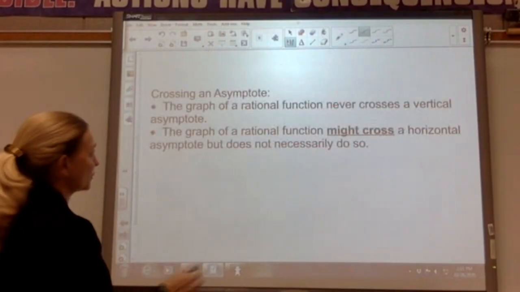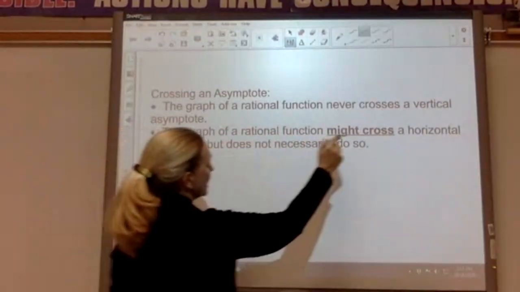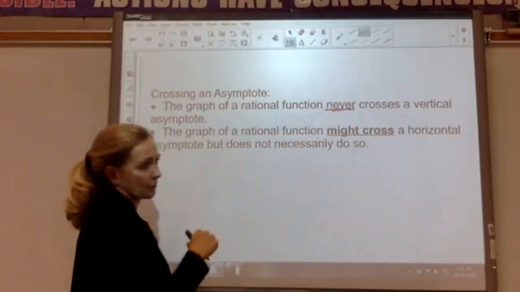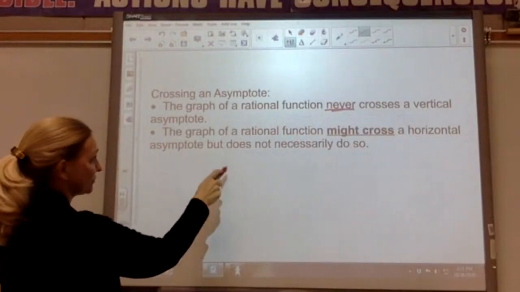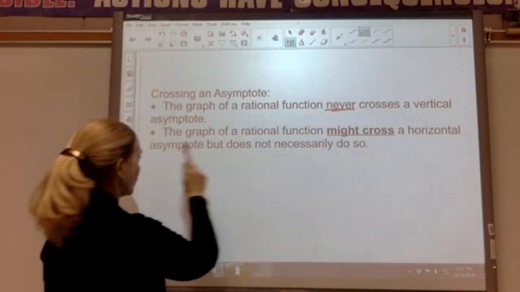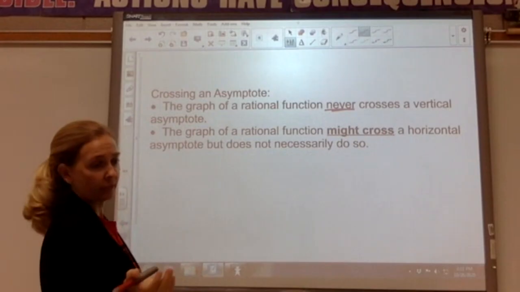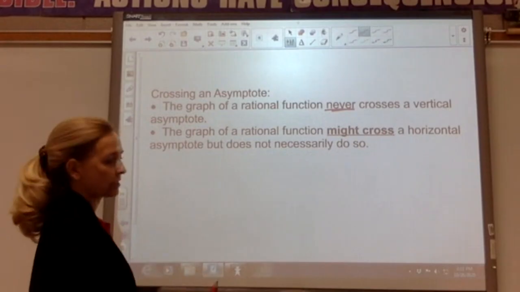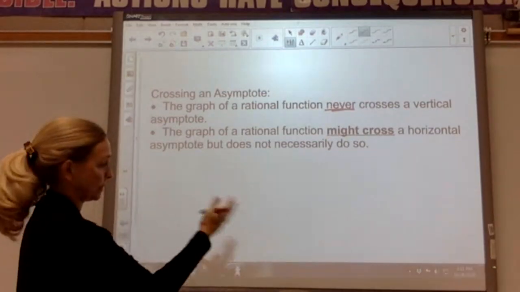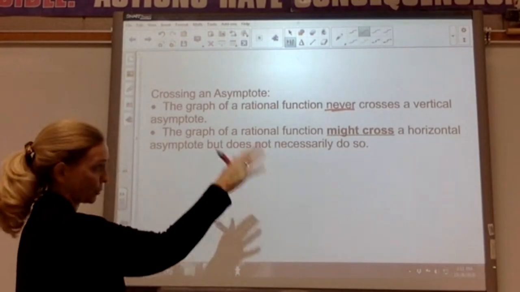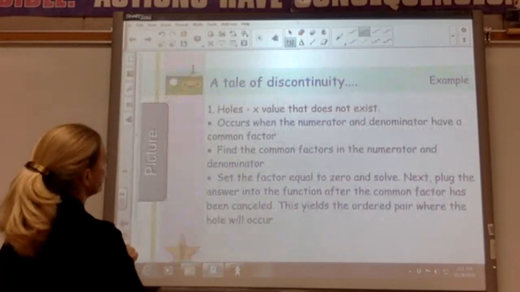Now, important note here. The graph of a rational function never crosses a vertical asymptote. So if you have a vertical asymptote, it's never going to cross it. But the graph might cross a horizontal asymptote, but it doesn't have to. But if it does cross it, don't panic and freak out thinking you're doing something wrong. There's a chance we're going to have problems in our examples and homework where it's going to cross. So it might cross it, but it doesn't have to.